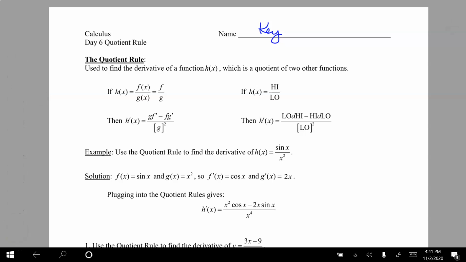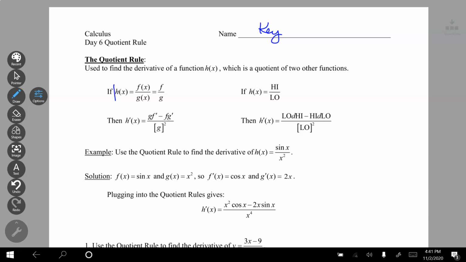Welcome to day 6, quotient rule. We've done chain rule when we had a function inside of a function. We did product rule when we have a function multiplying another function. Now we're going to do quotient rule when it's a function divided by another function, such as this.